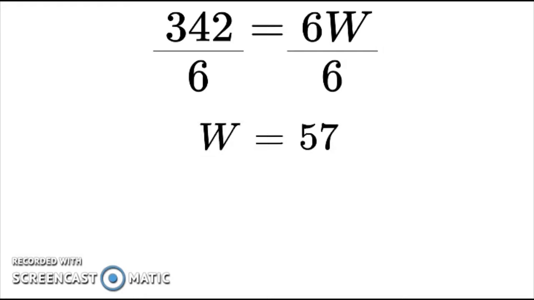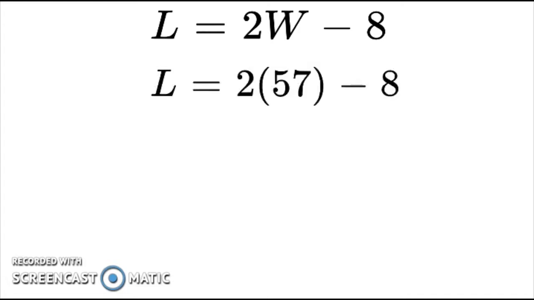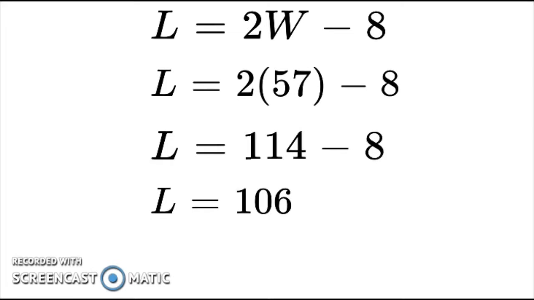So W equals 57. Now we need to find the length. Now we're given L equals 2W minus 8, and we know W, the width, is 57. So replace the W with 57. Now 2 times 57 is 114, minus 8 is 106. So my length is 106, and the width is 57, and those are both my answers.